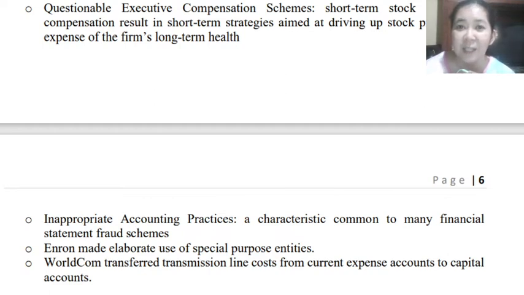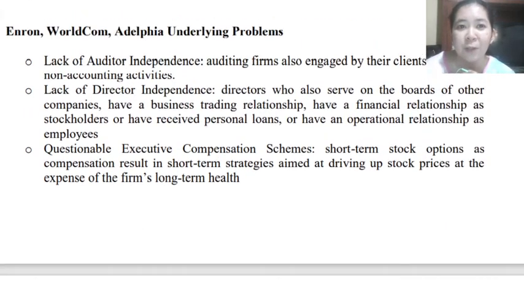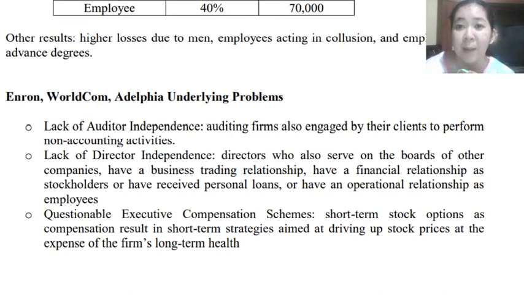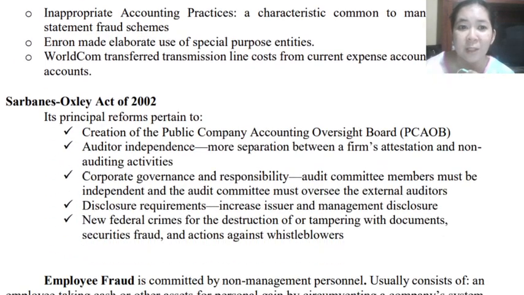Okay, so it resulted in fraud. Because of these problems or fraud, which involved the accountant or the external auditors, the Sarbanes-Oxley Act of 2002 was established. Actually, the Sarbanes-Oxley Act is an act to protect investors by improving the accuracy and reliability of corporate disclosures made pursuant to the securities laws and for other purposes.